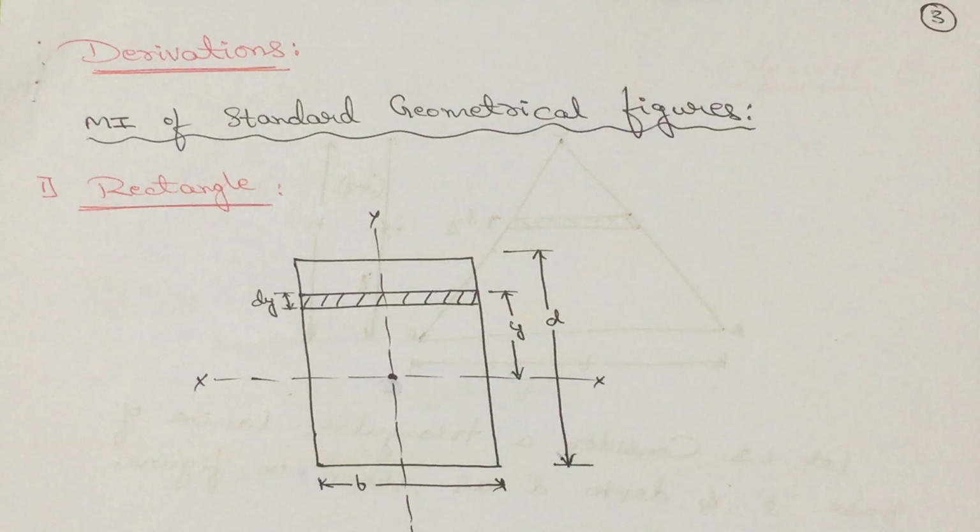Which are the standard geometrical figures? Like square, rectangle, triangle, circle, semicircle or quadrant of a circle. Now, the procedure remains the same for all the derivations. Let us look into some of the standard geometrical figures. The first one is rectangle.